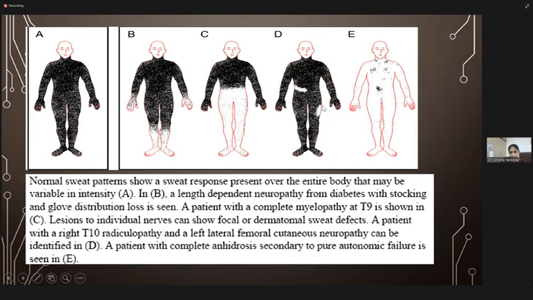And this is meralgia paresthetica, a lateral femoral cutaneous neuropathy. Here, this is a patient with pure autonomic failure, where the diffuse postganglionic pseudomotor function is lost. So there is complete anhydrosis, with only very, very mild patchy islands of sweat. So these are the various patterns which can be quantified with a thermoregulatory sweat test.